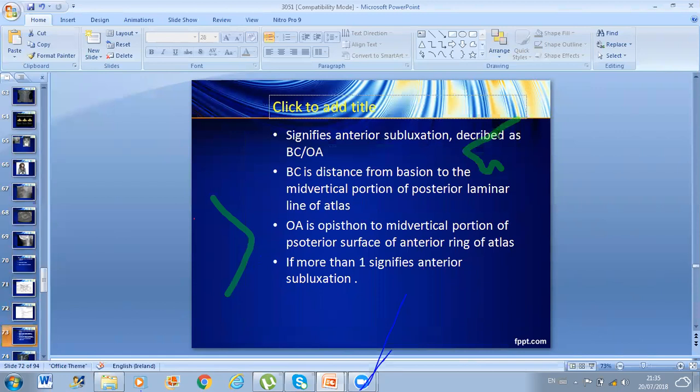It signifies anterior subluxation, described as BC divided by OA. BC is the distance from the basion to the mid-vertical portion of the posterior laminar line of the atlas. OA is the opisthion to the mid-vertical portion of the posterior surface of the anterior ring of the atlas. If more than one, it signifies anterior subluxation. Most of the old examiners would like to ask you this.